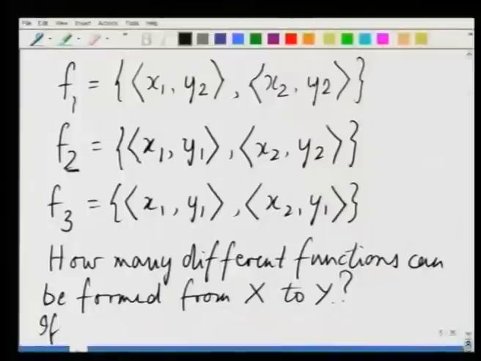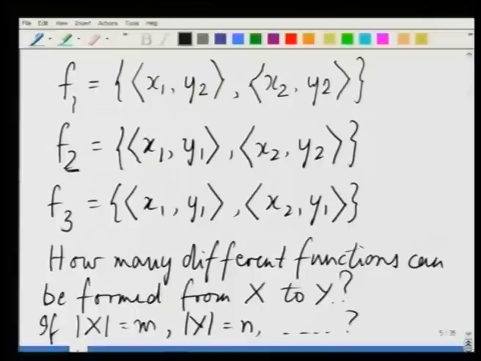More generally, if x has a certain number of elements, the notation for this is, as I said, that this simply is to be read as the number of elements of x equals m, and the number of elements of y equals n, then the same question as before, how many different functions can exist. If you can answer these two questions, then you will know exactly what kind of associations qualify to be called functions.